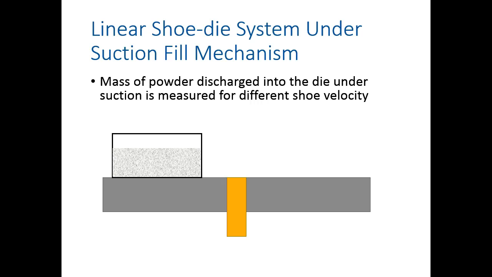After the experiments carried out in gravity field, we did similar experiments in suction field mechanism. In suction field mechanism, initially the punch is moved upwards to fill the die completely. As the shoe starts passing over the die, the punch inside the die is lowered, creating a suction effect and sucking the air and the powder into the die.